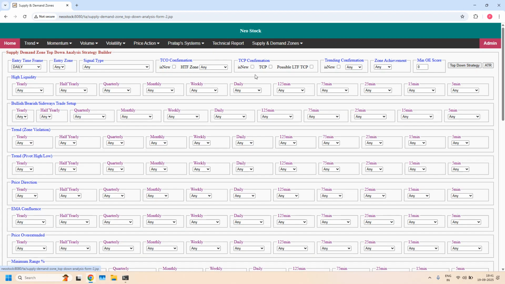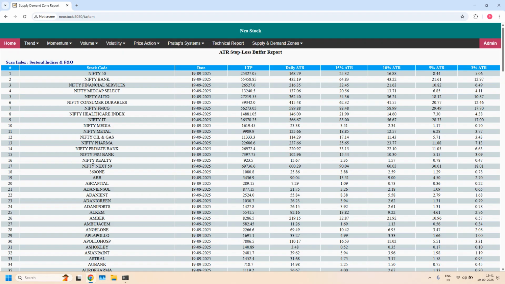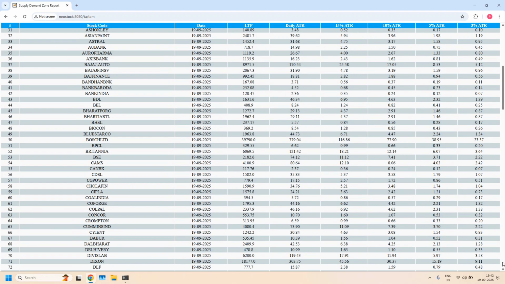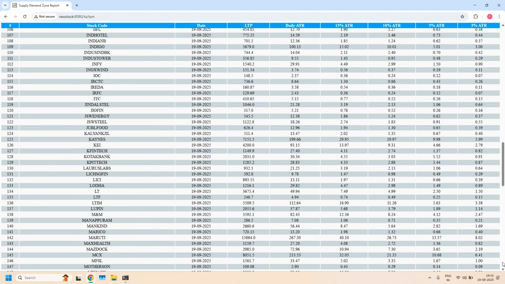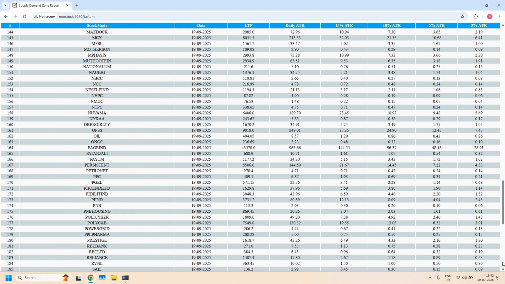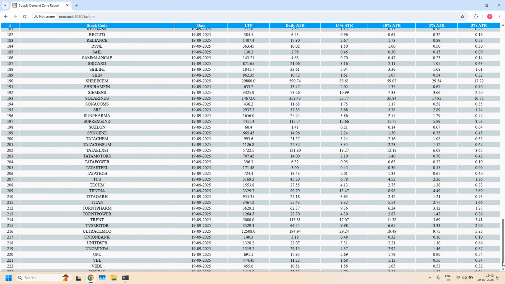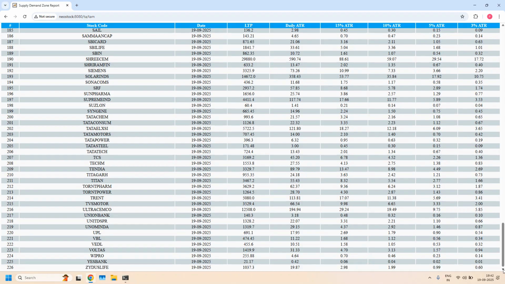Next final report, generating stop buffers based on daily ATR. First 17 in this list are indices, remaining all are equity stocks. I am scrolling the list down. This is the end of the report.